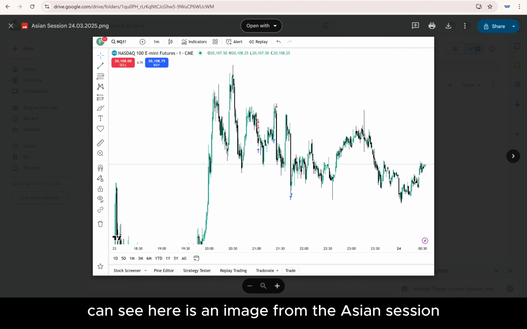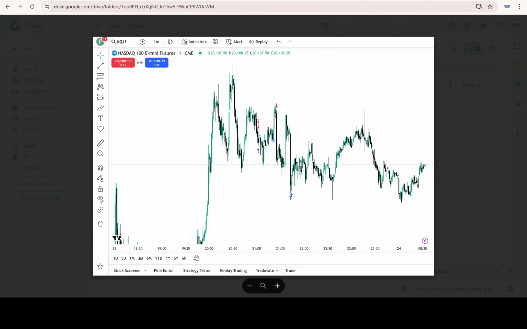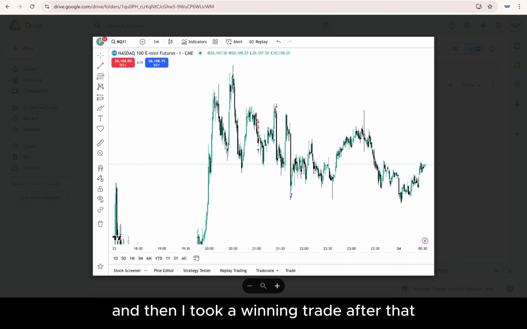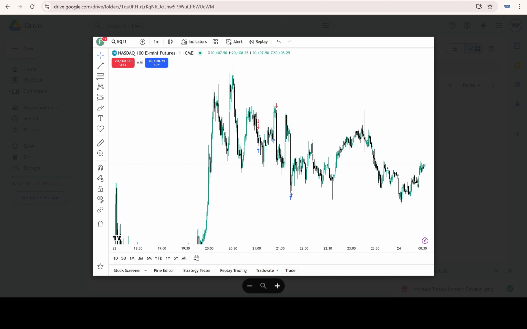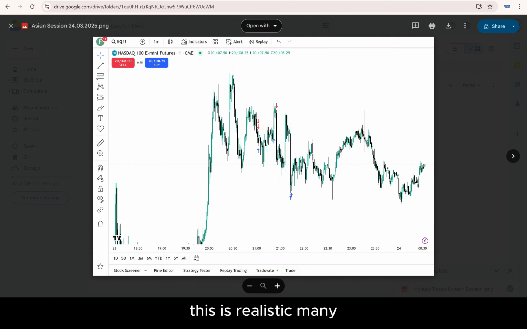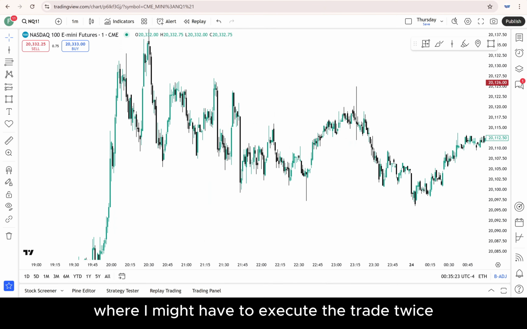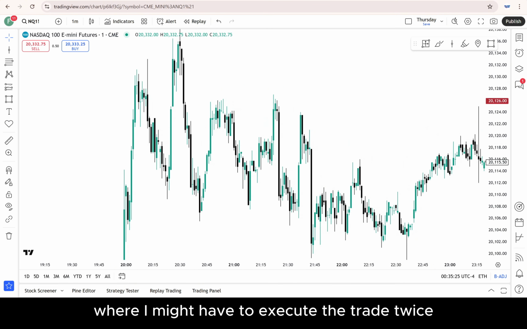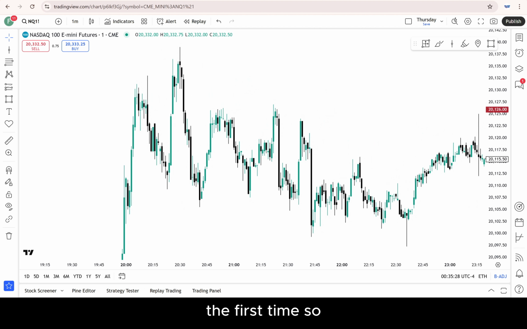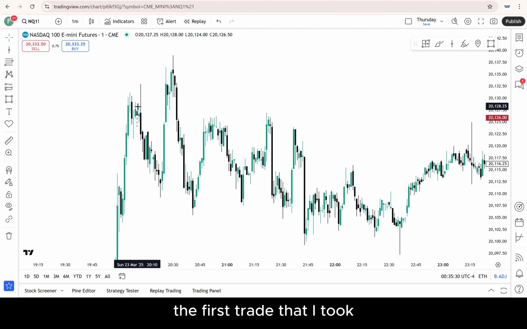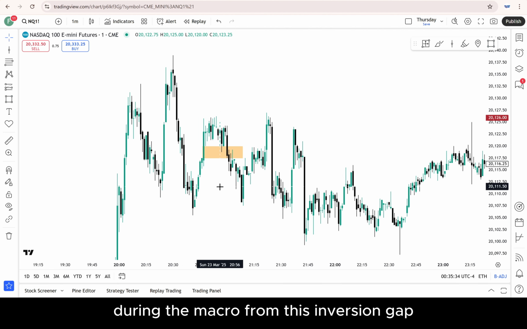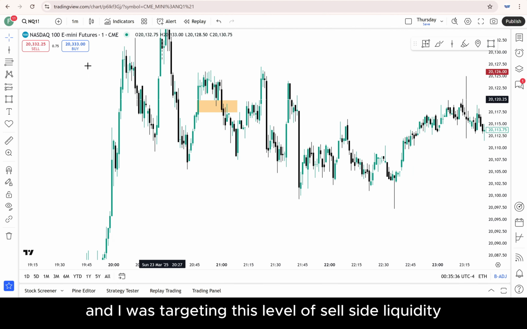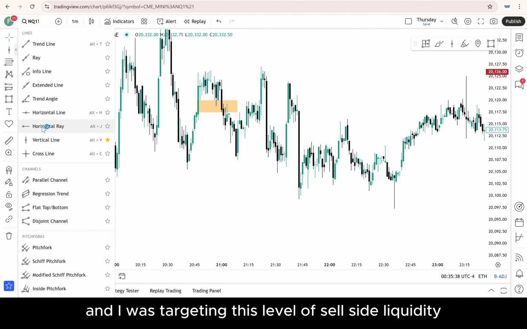Now what you can see here is an image from the Asian session. And for me, I took one loss to start and then I took a winning trade after that. There are many situations, this is realistic, many situations where I might have to execute the trade twice, even though everything looks good the first time. So the first trade that I took was actually a short position during the macro from this inversion gap. And I was targeting this level of sell side liquidity.